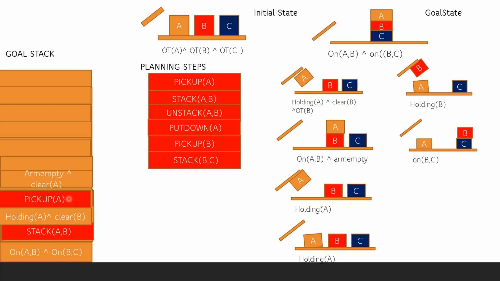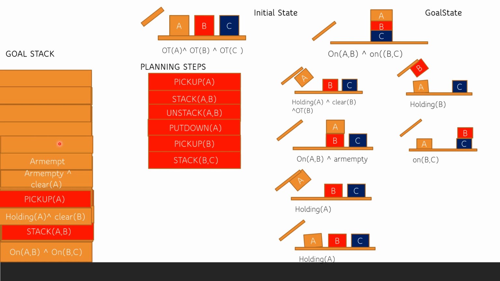Pick up A will be recommended by the system, but again, the set of preconditions for pick up A is arm empty and clear A. Again, we'll push these two conditions onto the stack, arm empty and clear A, and check. Arm is empty, A is clear. So we'll pop them out. A is clear, yes. Arm is empty, yes.